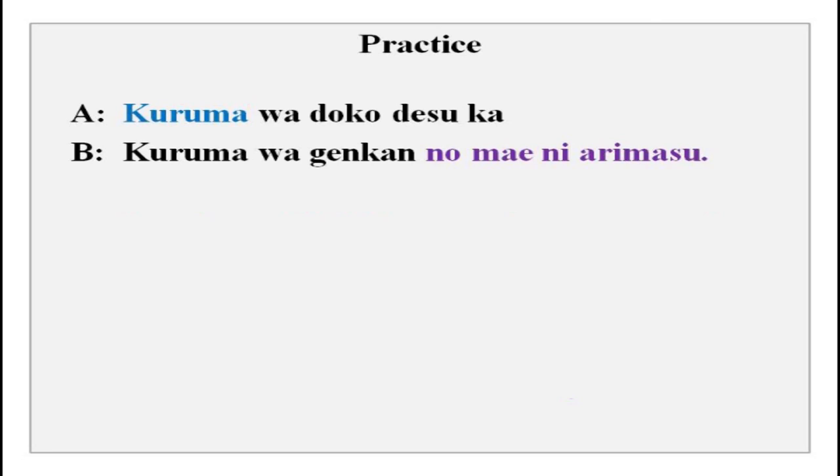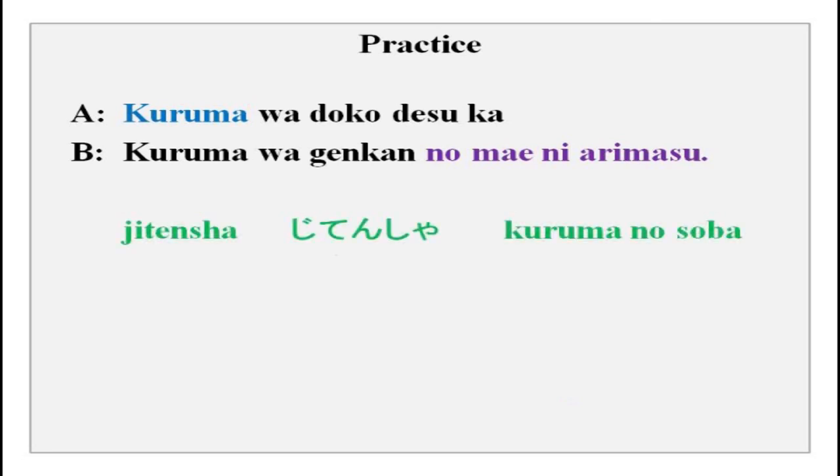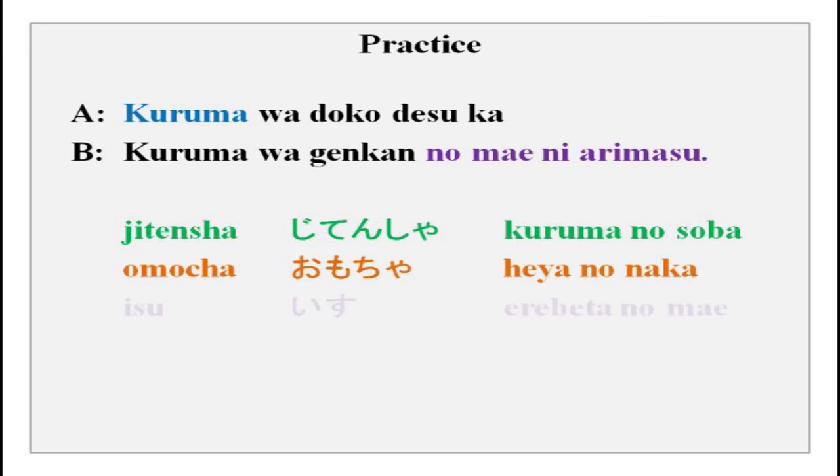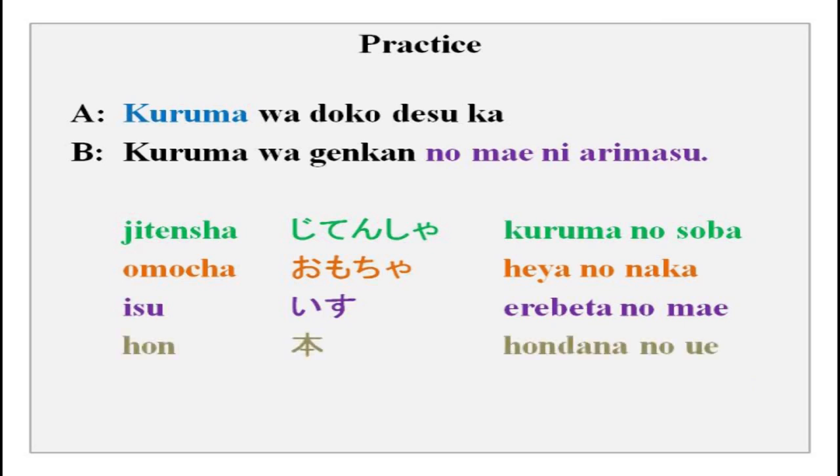Kuruma no soba. Heya no naka. Erebeta no mae. Erebeta is elevator. Hondana no ue. Hondana is a bookshelf. Honya no tonari. Honya is a bookstore. Kaidan no soba. Kaidan is stairs and soba is nearby. So there are some new words over here, some old words which you have done. You can practice as I have told you just now.